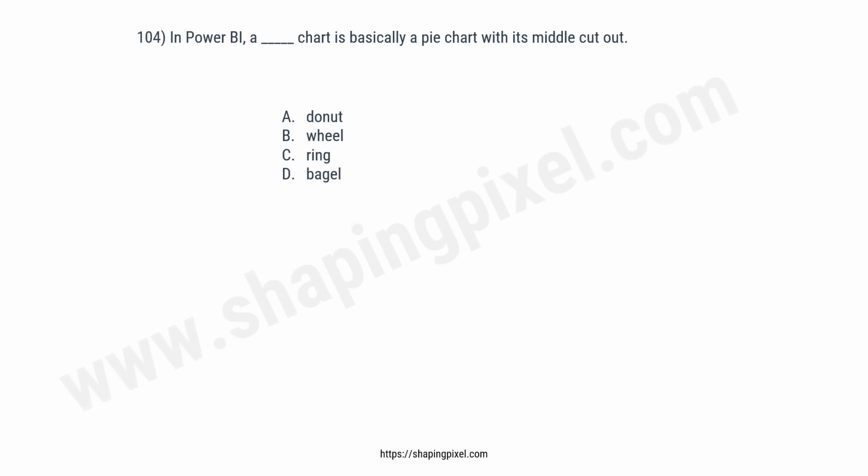Question number 104. In Power BI, a dash chart is basically a pie chart with its middle cut out. And we have four options. Option A, donut, wheel, ring, bagel. So the right answer here is option A, donut.